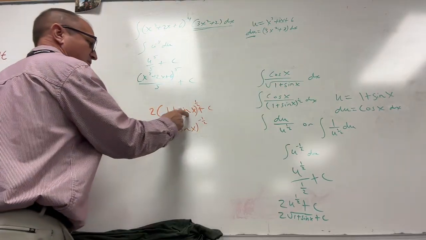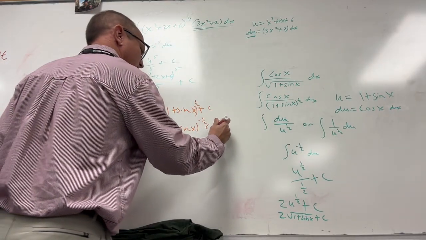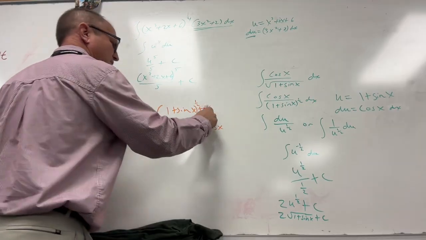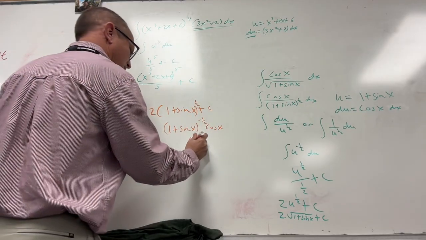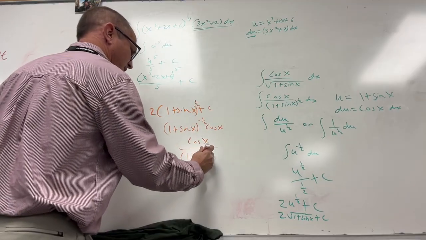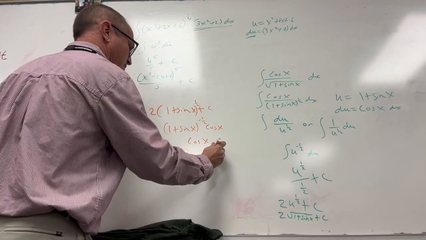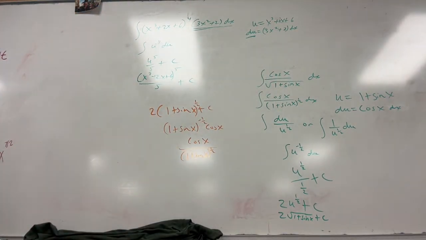And then what's the derivative of 1 plus sine of x? Cosine of x. And what's the derivative of a constant? 0. So I end up with the cosine of x over 1 plus the sine of x to the 1/2 power. Guess what I started off with? It's just crazy enough to work.